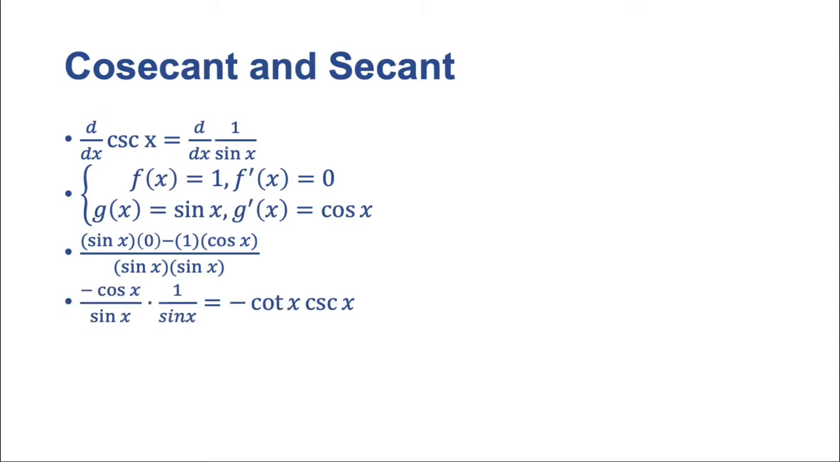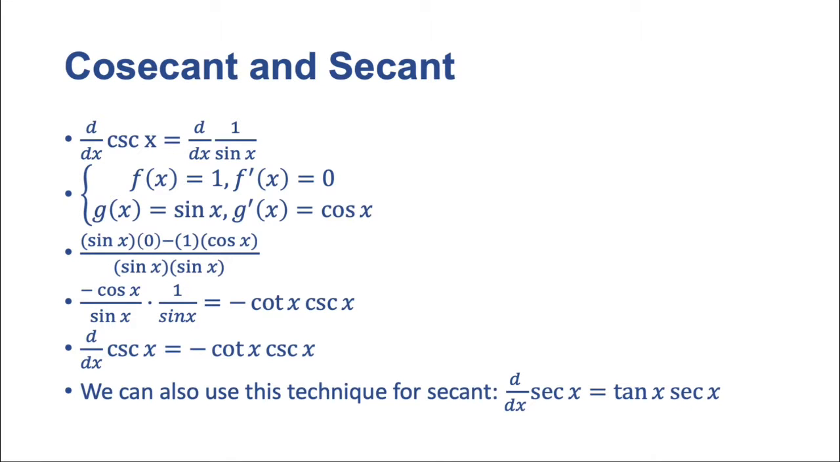We can split this function up to become negative cosine of x over sine of x times 1 over sine of x, which will just be the negative cotangent of x times the cosecant of x. So now we have our derivative. The derivative of cosecant of x is negative cotangent of x times the cosecant of x. Likewise, we can do this for secant, and we will find that the derivative of secant of x is just tangent of x times secant of x.